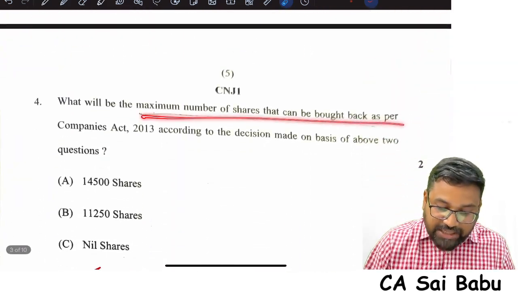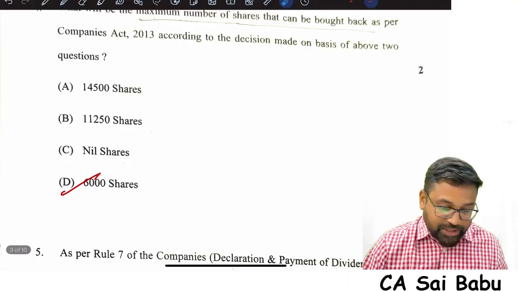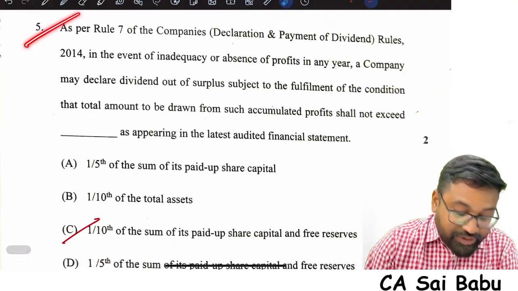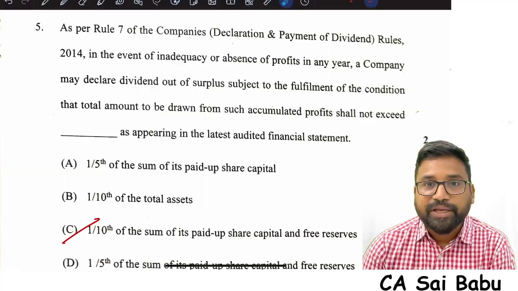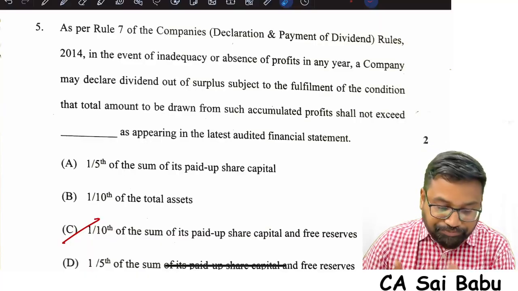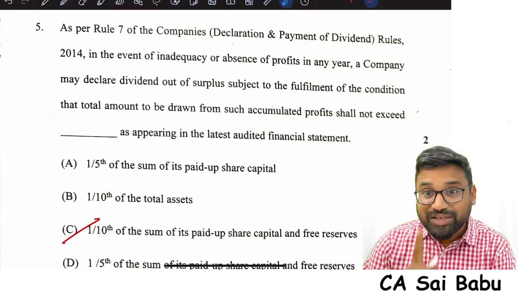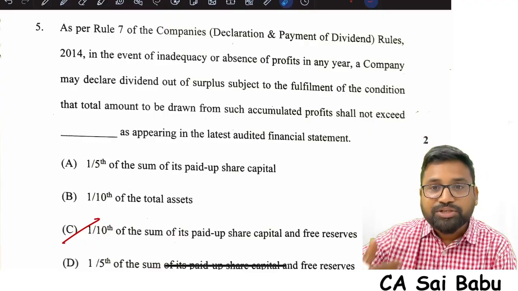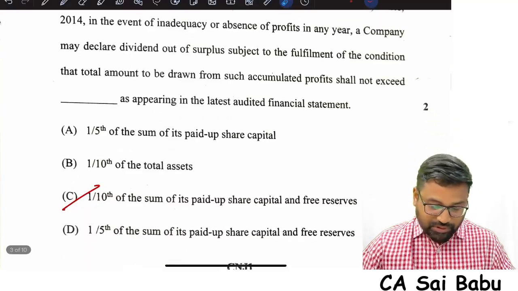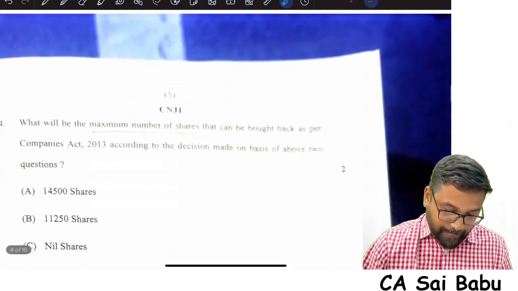And what will be the maximum number of shares that can be bought back as per the Companies Act, according to the decisions made on the basis of the two questions? That is 6,000 shares. Now the fifth question, sir, they have tested from financial statements of the company where a company has given a dividend from past profits. So, you know, there are certain conditions to be satisfied. Here they are testing one condition, that is the maximum amount we can withdraw cannot exceed 1/10 of the paid up capital plus free reserves. So here the answer is 1/10 of the paid up capital plus free reserves.